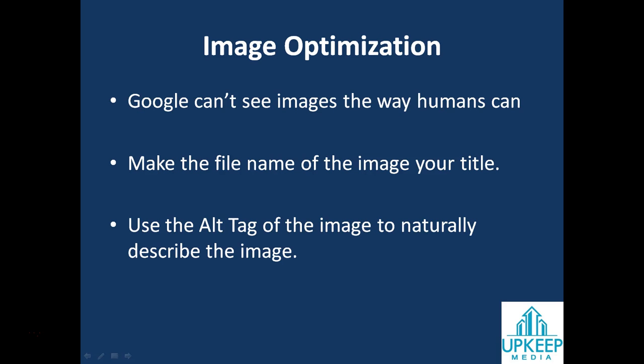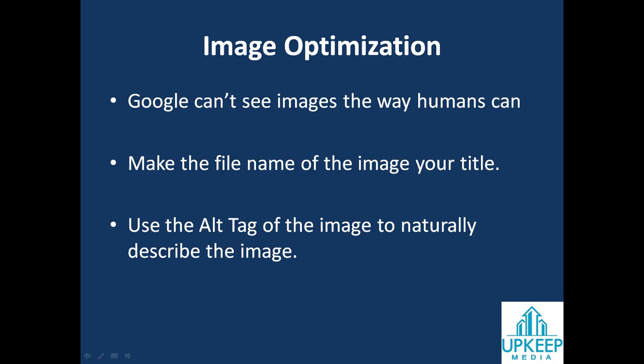Another common issue we see with a lot of property management websites is image optimization. So basically, to gain an understanding of how search engines work, they can't see images in the same way that human beings can. What they do is read the code of the image, and that code is basically an area called the alt tag of the image.